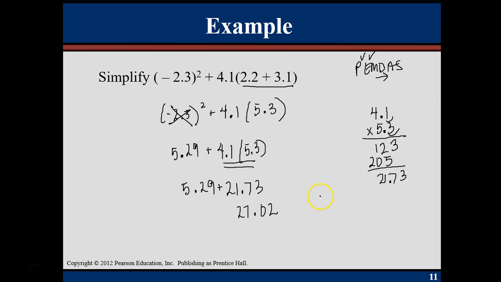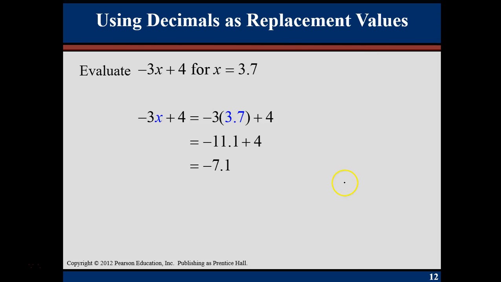Let's look at substitutions. If I have negative 3x plus 4, but I want to let x be equal to 3.7, anywhere I see an x, I can take that out and put the 3.7 in. And then I'll just follow PEMDAS. Negative 3 times 3.7 is negative 11.1. Then you can do addition and subtraction left to right. When I add 4, I get negative 7.1.